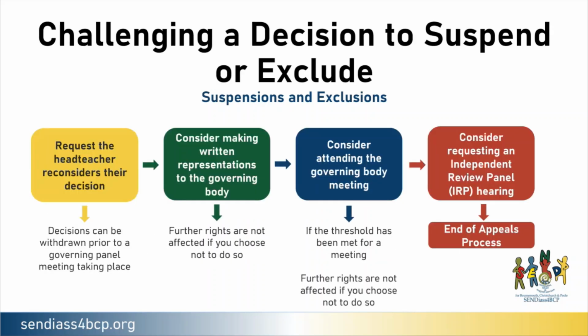There are a number of reasons why you may feel that the wrong decision has been made, either to suspend or exclude your child. You firstly may wish to consider informing the head teacher of your concerns. It is usually helpful to work together to work out an alternative solution. A head teacher can withdraw their decision at any time prior to a governing body panel meeting being held.